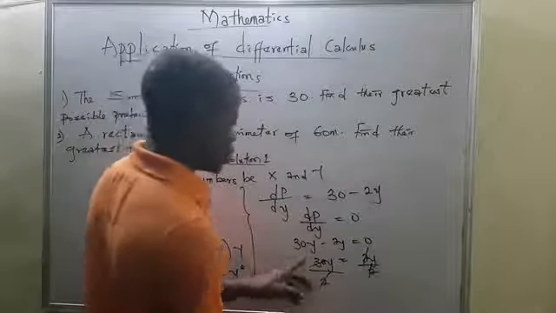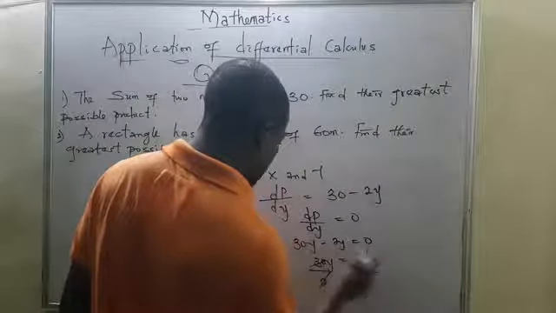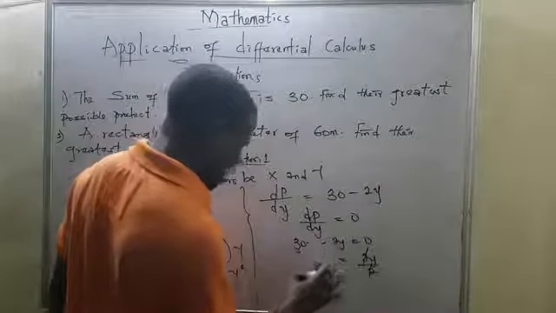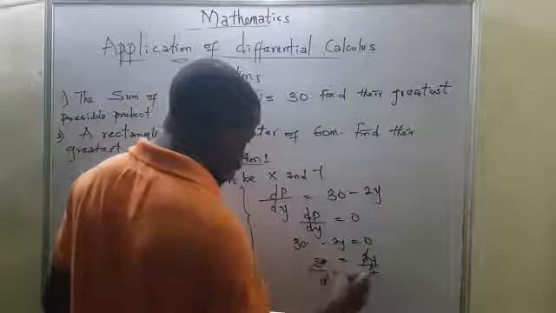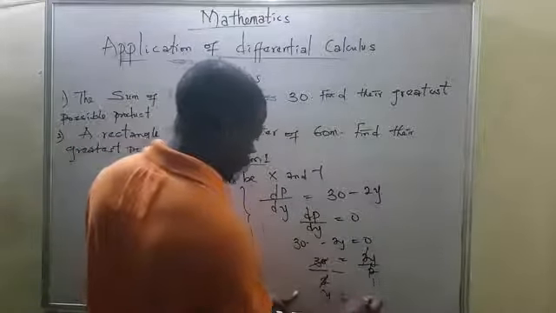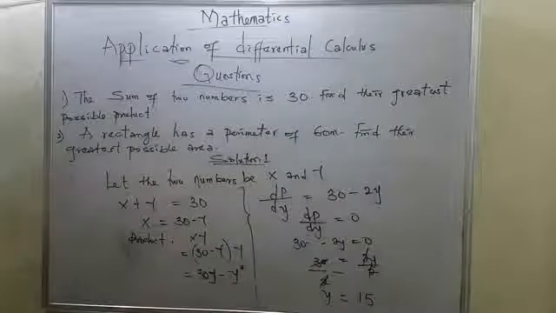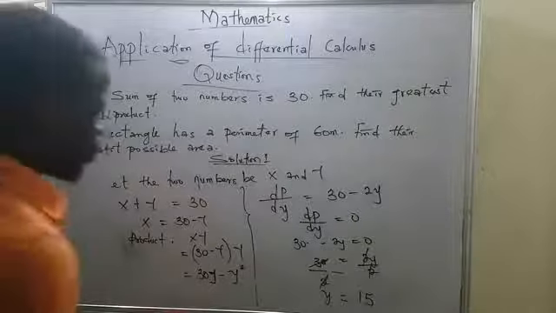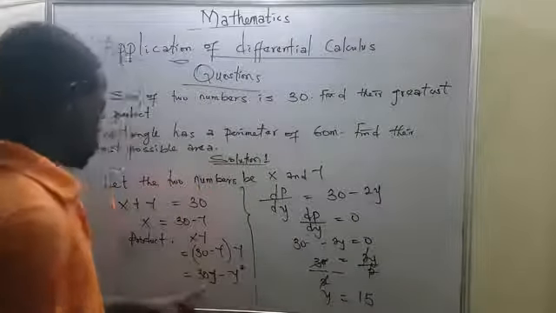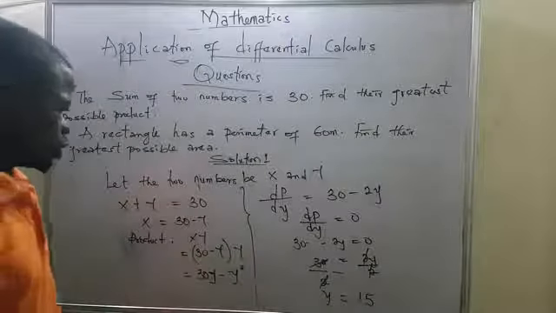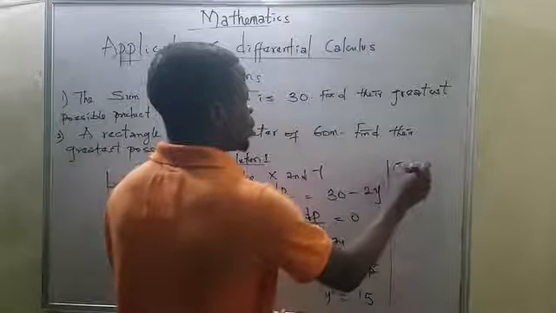So this is 30, not 30y. Dividing both sides by 2, this is 15. So y is equal to 15. You get that? Since y is equal to 15, of course, you can bring that back into the product to find the greatest product.